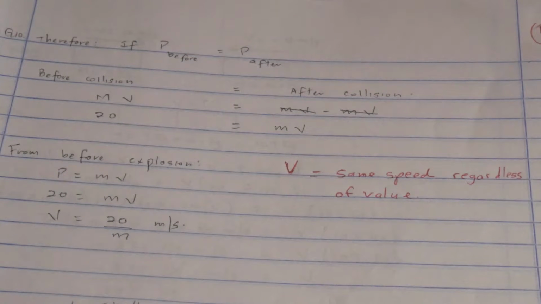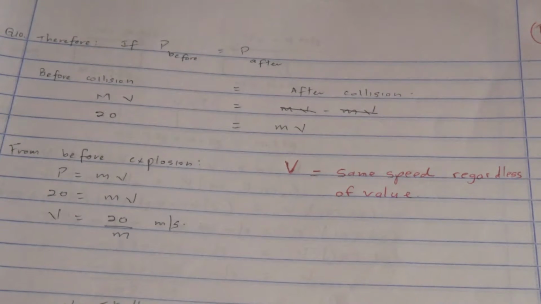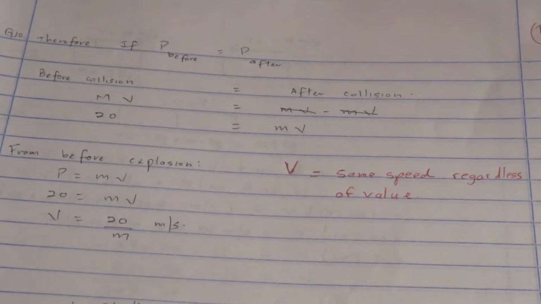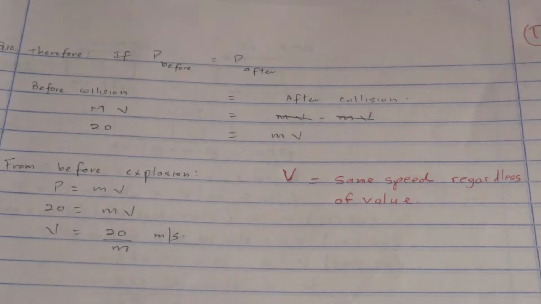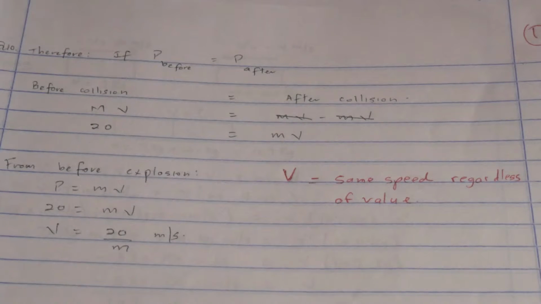Alright. An explosion causes cars to move apart from each other. According to the diagram below, what is the speed of each of the cars as they move away from each other? So, well, that one would have been the same value regardless of position.